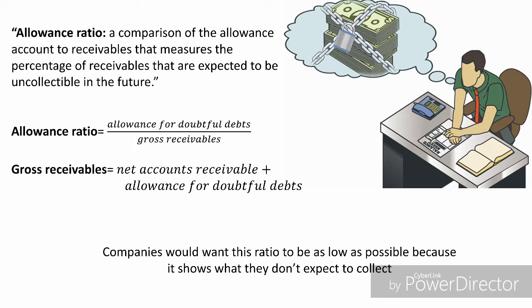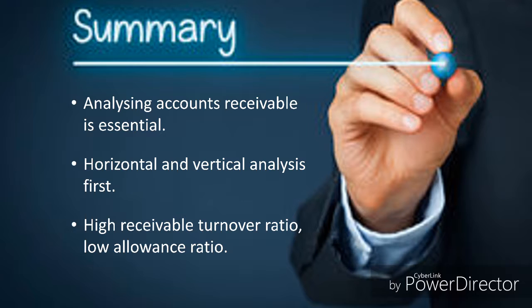In summary, analyzing accounts receivable is essential because investors, creditors, and managers would want to know how well the company manages its receivables. The first step in the analysis is to do horizontal and vertical analysis. A high receivable turnover ratio and a low allowance ratio are always preferred.